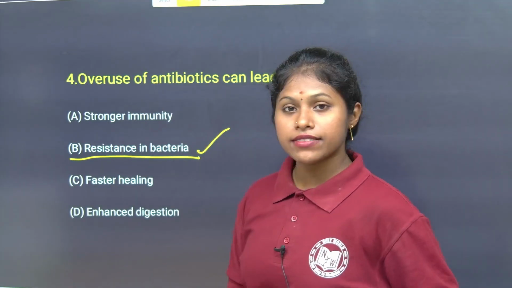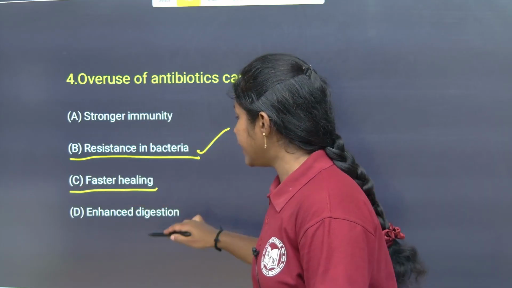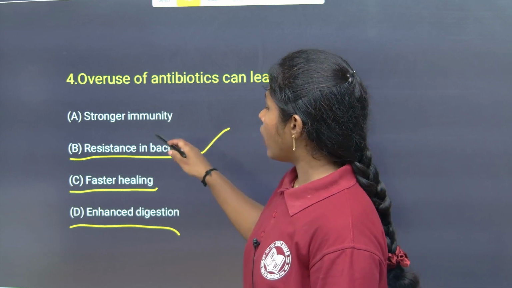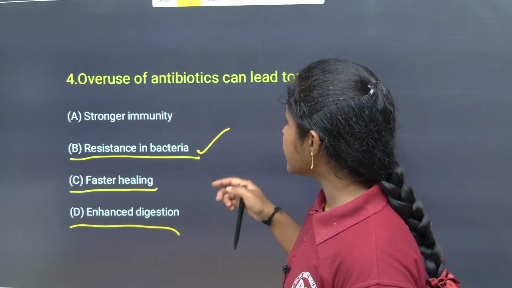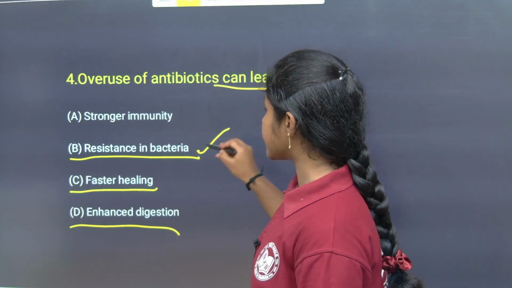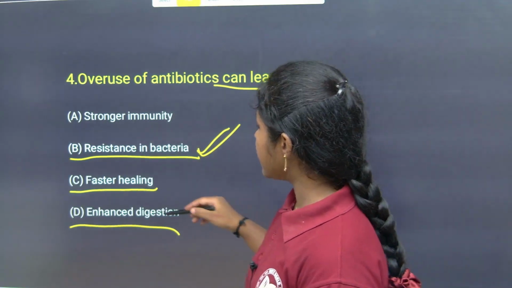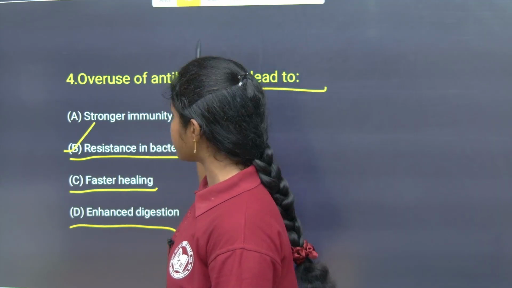So antibiotics give side effects also, children. Faster healing and enhanced digestion, these are all wrong, children. Antibiotics lead to faster healing only when used properly, but overuse can lead to resistance in bacteria, which is the correct statement according to this question. Here B is the answer for this question. I hope you are all clear about these questions, children.